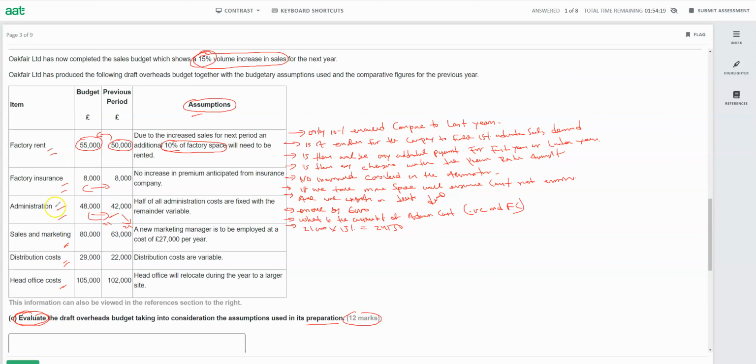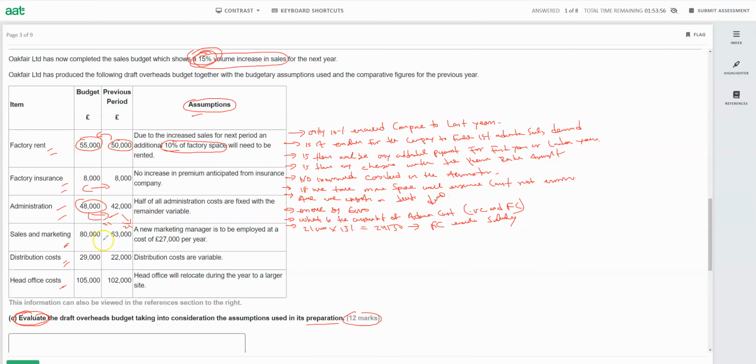24,150. That means out of 48,000, if 24,150 is the variable, then rest is the fixed. That means the fixed cost increasing significantly. Because if the half of the costs are variable, then it should increase by only 15%, because the sales volume increase only 15%. So you have to discuss that.